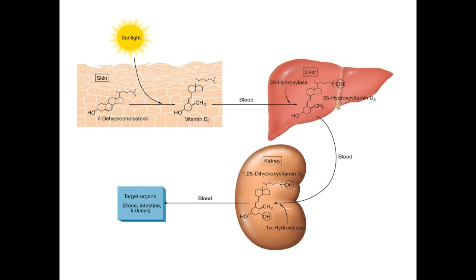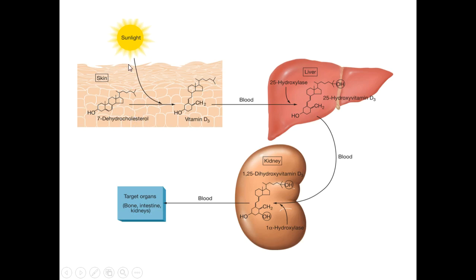This figure demonstrates the forms of vitamin D, and how we can take vitamin D through exposure of skin to sunlight. In the skin, there is a compound called 7-dehydrocholesterol. The main component of vitamin D is cholesterol, which is present in the skin.